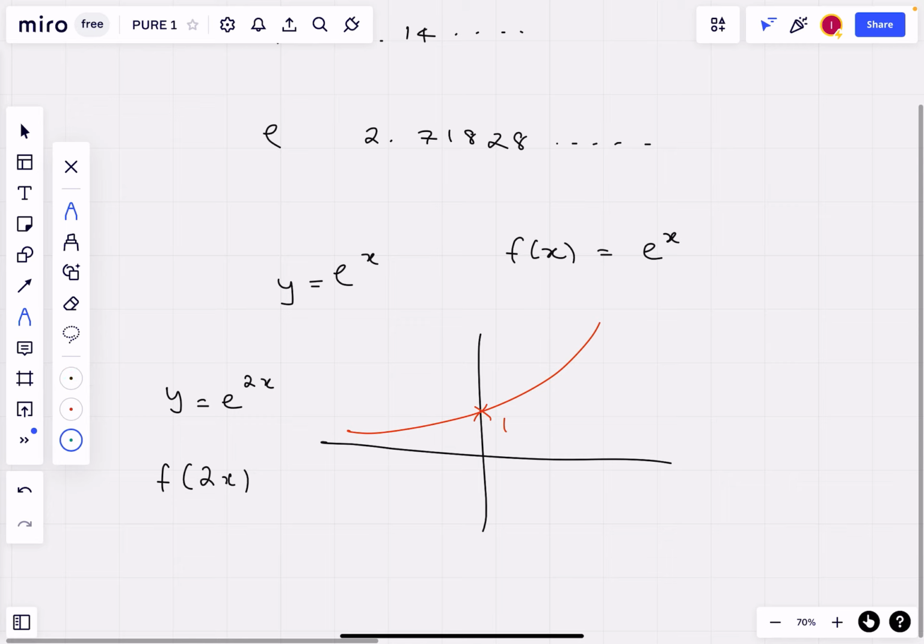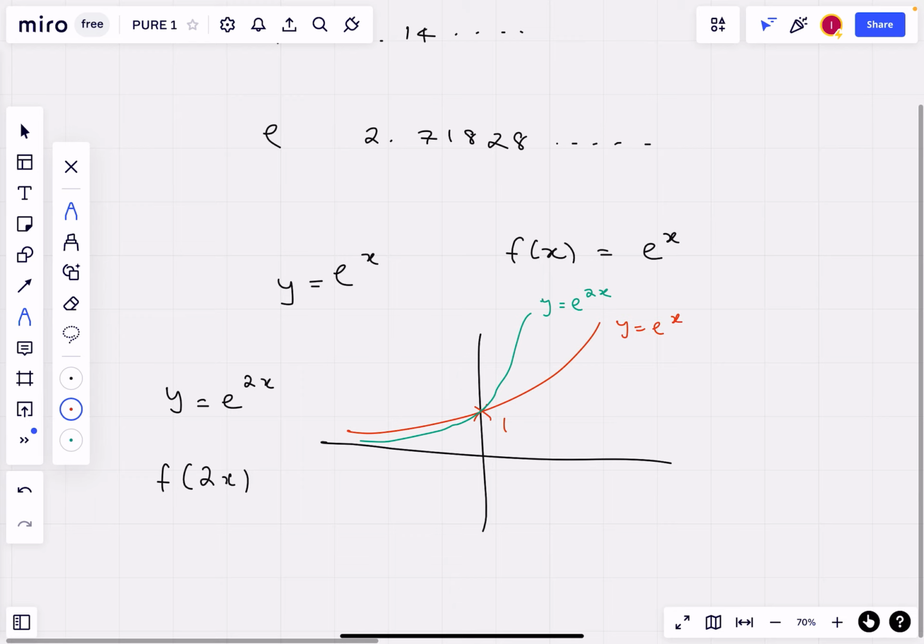So if we draw e to the power of 2x, it's going to look something like that. Let me draw that a little better, hold on. There we go, like this. So this would be y equals e to the 2x, and this one's y equals e to the x. So the process and the way you do the transformations is exactly the same as we've done before.